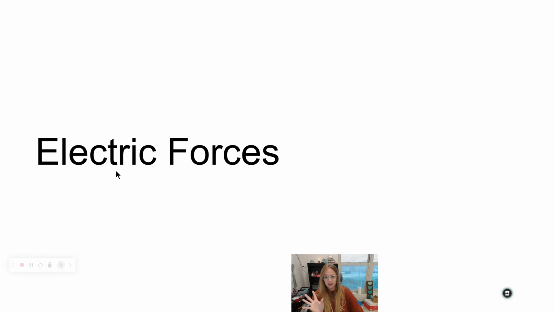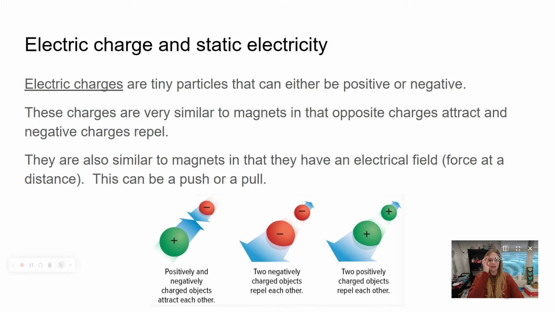All right, electric forces. I'll move myself again. Electric charges, these are tiny particles. We haven't gotten to this yet. This is more into chemistry, so you'll see that really science is all kind of connected. So there are positive and negative charges. They're very similar to magnets. It's almost identical. As you can see in the picture below here, opposite charges attract each other, and similar or like charges repel. So it's like the thing you've always heard, opposites attract. That's what we're seeing here.